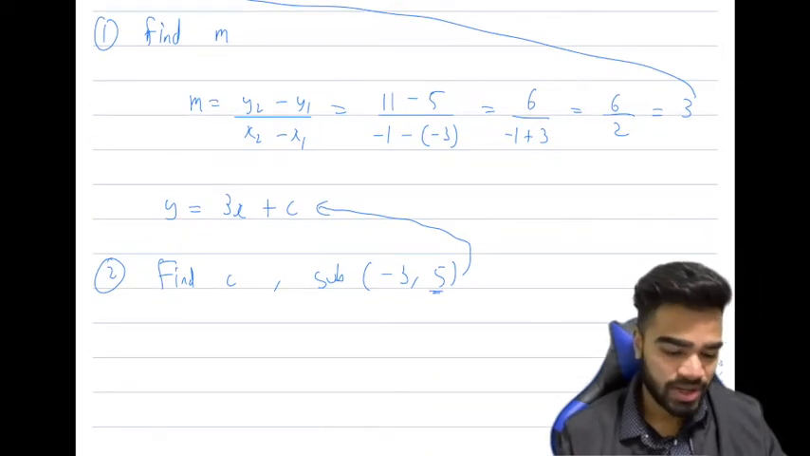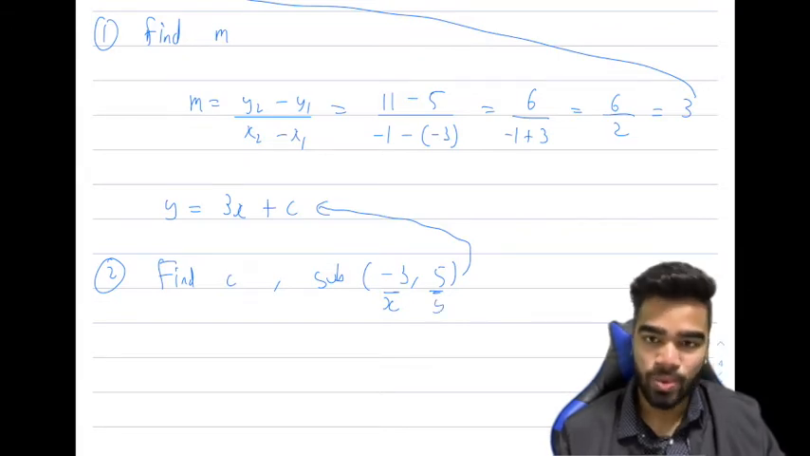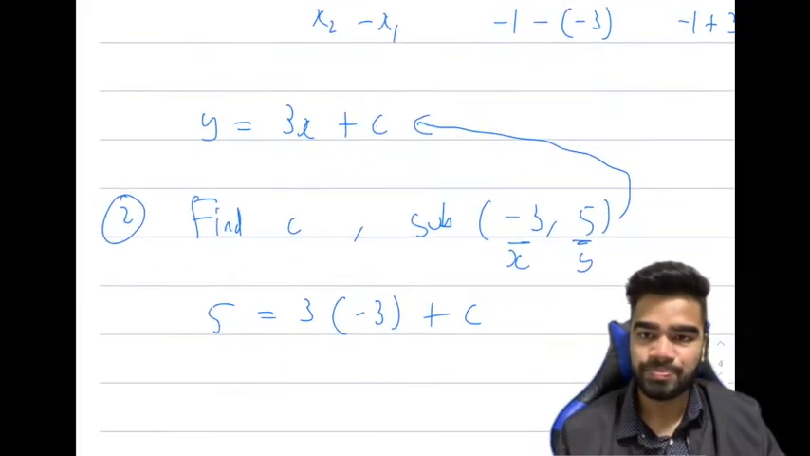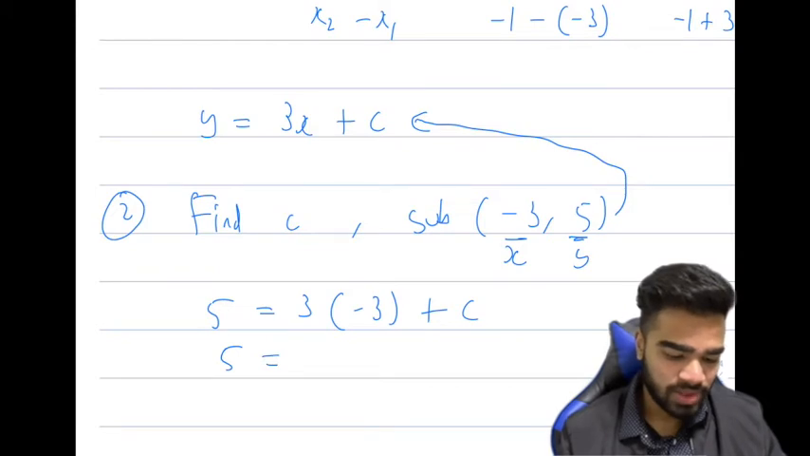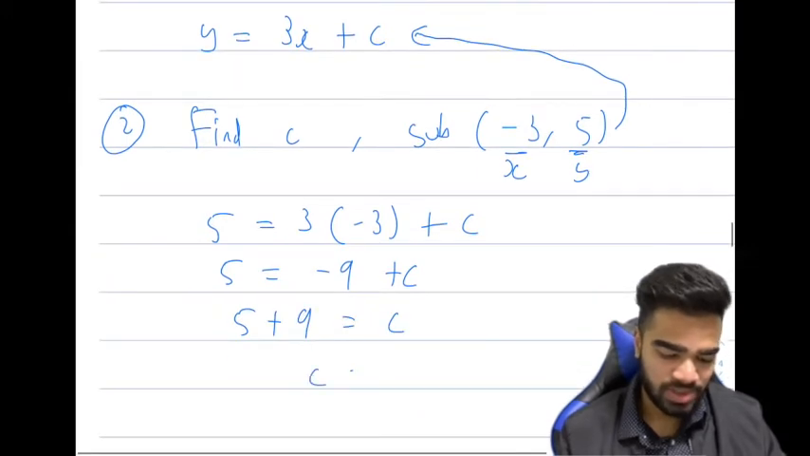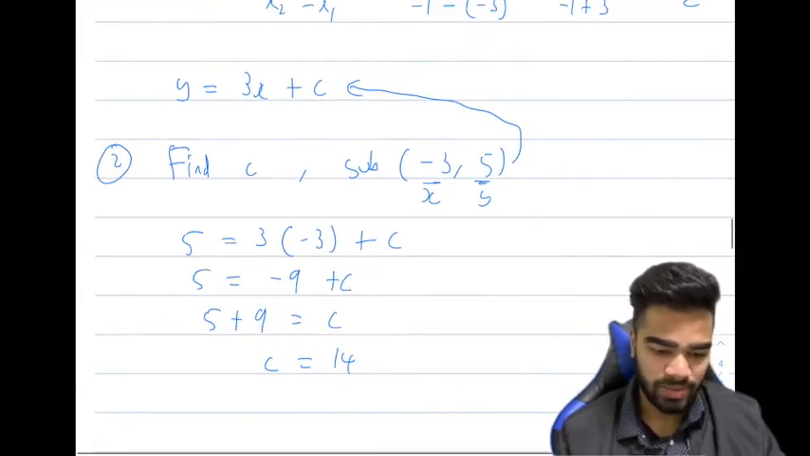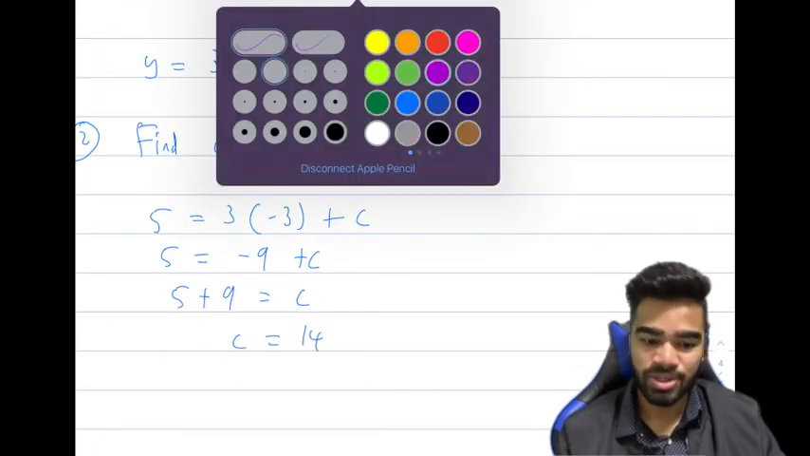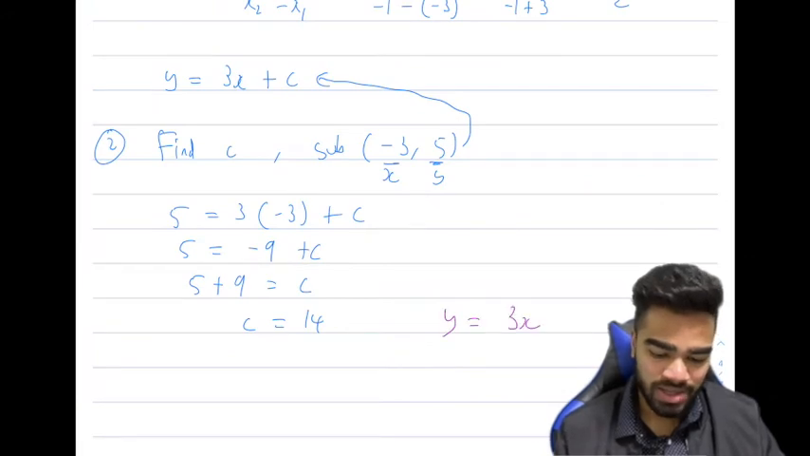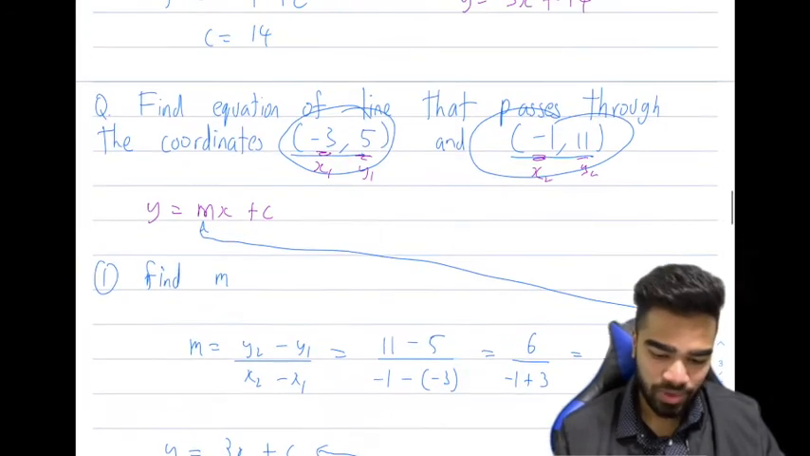So you sub negative 3 and 5 into that equation. So pretty much this is x, so x is negative 3. 5 is y. So y is 5, which is equal to 3 multiplied by what's x? x is negative 3, plus c. Okay, and solve from here. 5 is equal to 3 times negative 3, which is negative 9, plus c. And take 9 to the other side. 5 plus 9 is equal to c. So c is equal to 14. Okay, again, we can't just leave this as the answer. Remember, the question is saying find the equation of the graph. So what's the equation of the graph? It's y is equal to 3x plus 14. Again, you can see the same graph.